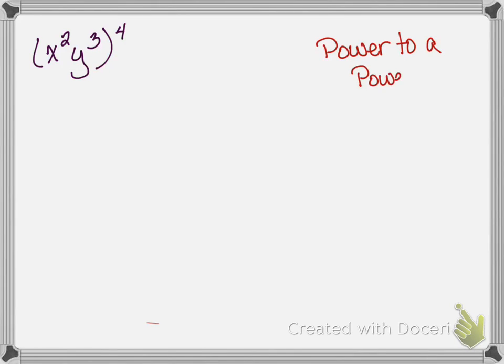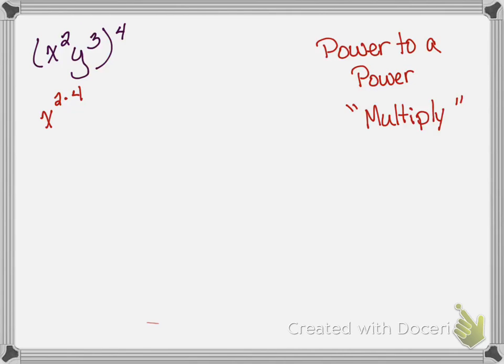The power of a power property means I multiply. And you don't have to be able to label the different properties that you're using. But what the power to a power property tells me is that x squared raised to the fourth power is going to be x to the 2 times 4. That's what the power to a power property tells me.